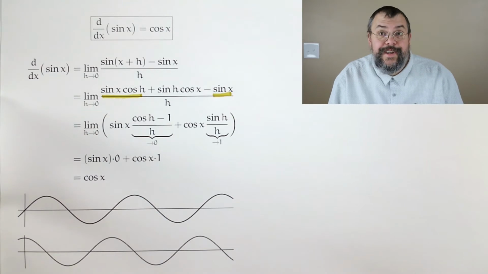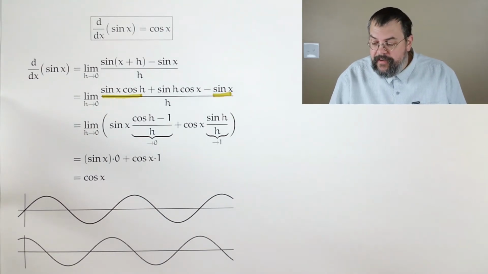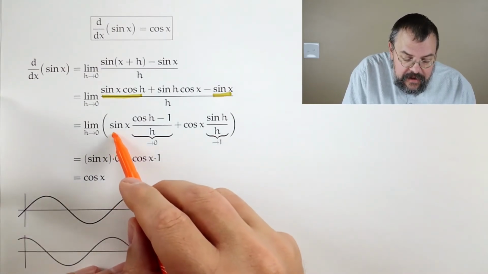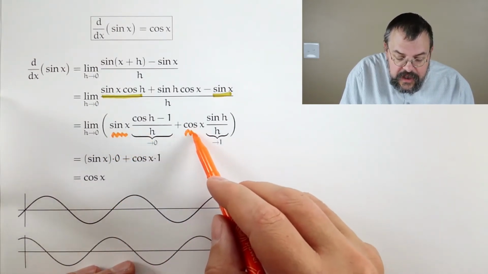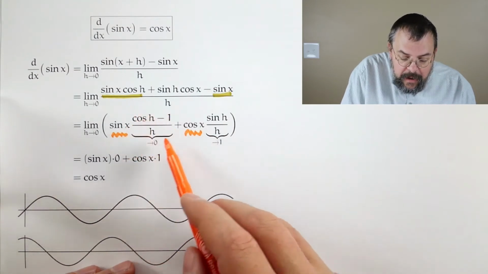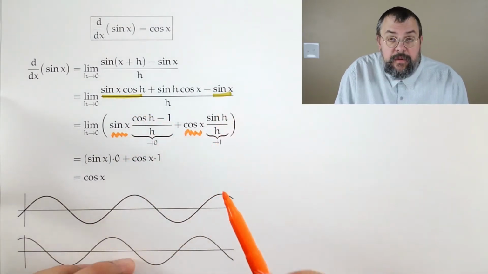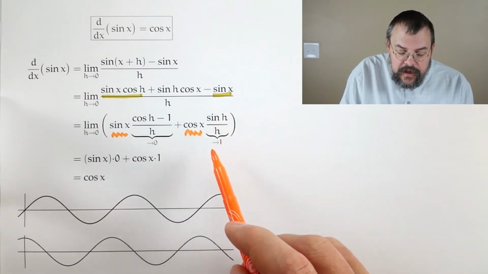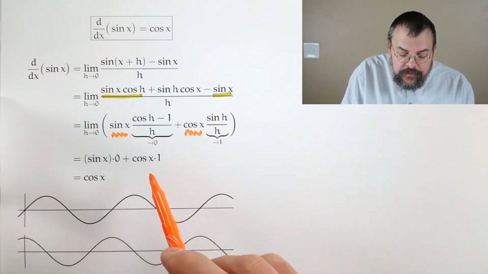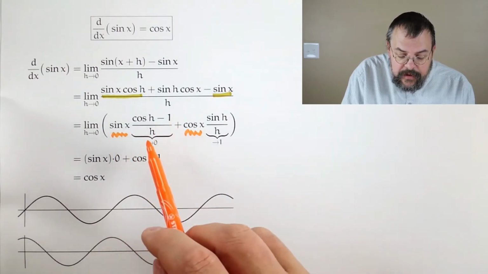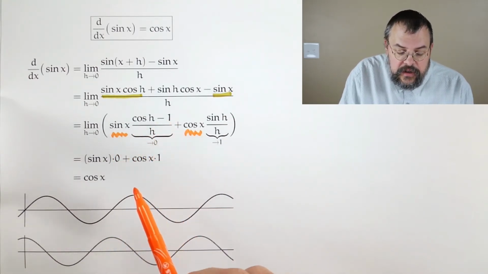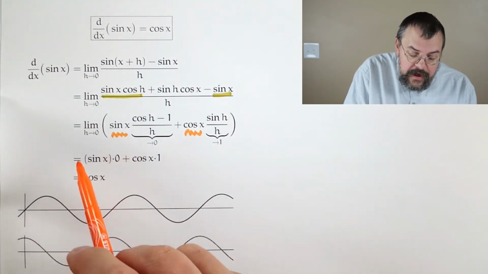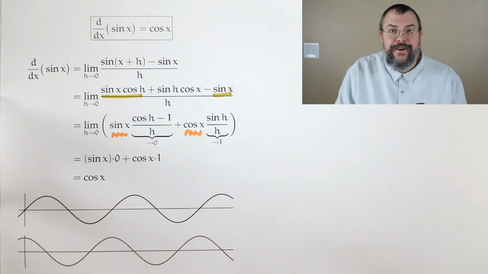Now, let's see what happens. Well, we can kind of see what's going to happen. You see the sine x and the cosine x, these pieces here, they're not changing as h goes to 0. So the question is, what happens to these other pieces? And that's why we needed our limits. Sine h over h, as h goes to 0, goes to 1. So you end up with cosine of x times 1. Sine x times cosine h minus 1 over h goes to 0. So you end up with 0. And therefore, the first part is gone, and we're left with cosine x.